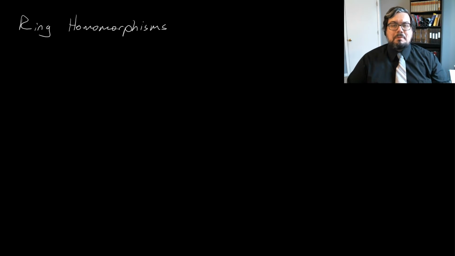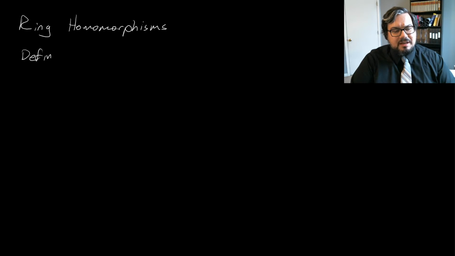Just as group homomorphisms were essential to our understanding of groups and comparing one group to another, ring homomorphisms are going to be essential to our understanding of rings. Now, the definition of a ring homomorphism will be very familiar. It's just the ring analog of the group homomorphism definition that we used before, and in fact, many of the theorems and facts about ring homomorphisms are going to be analogous to those of group homomorphisms. So let's start with the definition.